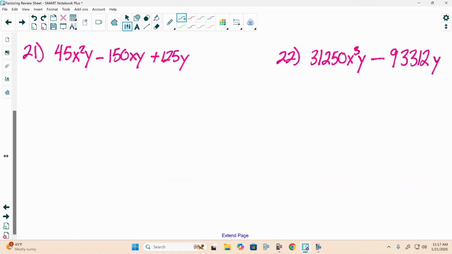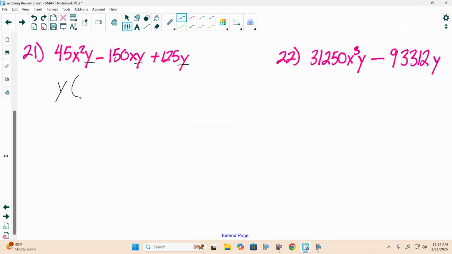45x squared y minus 150xy plus 125y. Not a sum or difference of perfect cubes, not a difference of perfect squares, so we're looking at factoring. And I will always look for greatest common factor. I notice that there is a y in common with all 3, so y has to be factored out. Now, 45, 150, and 125 should have at least a greatest common factor of 5. And that's where I would start first.